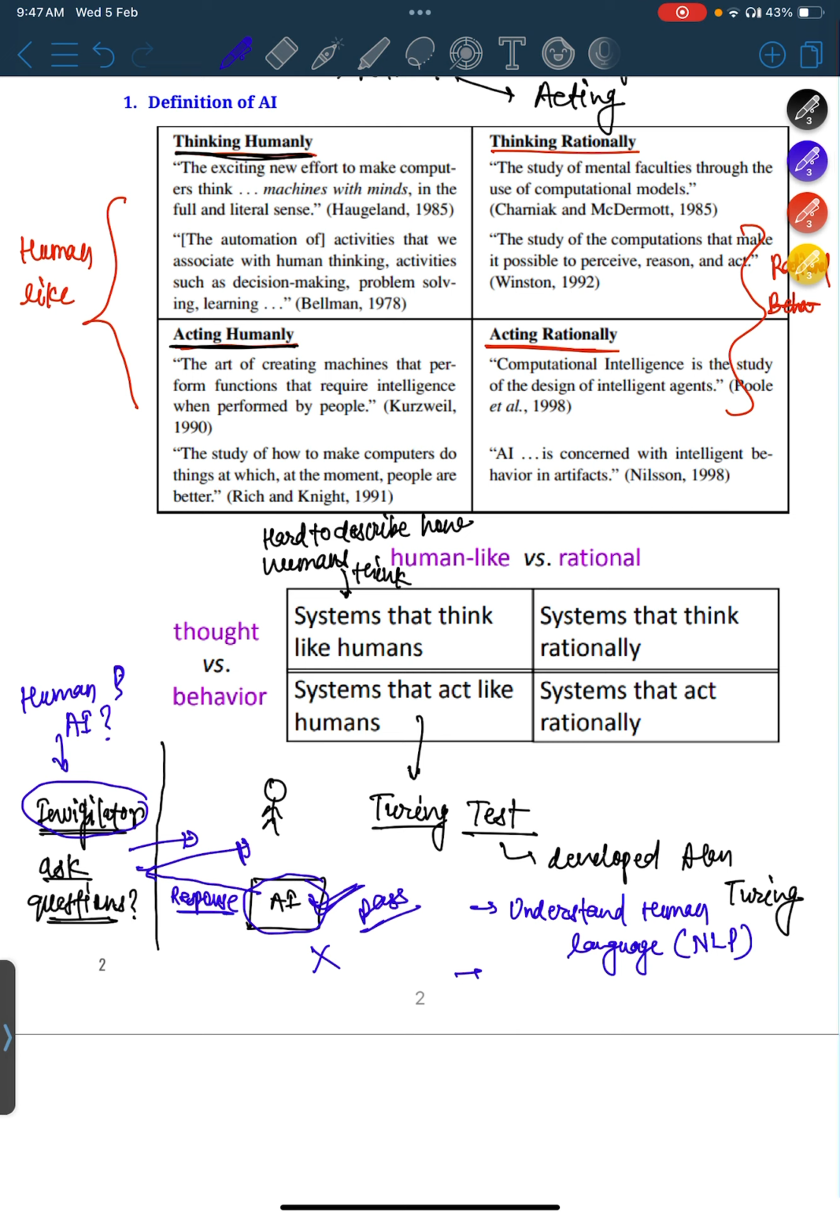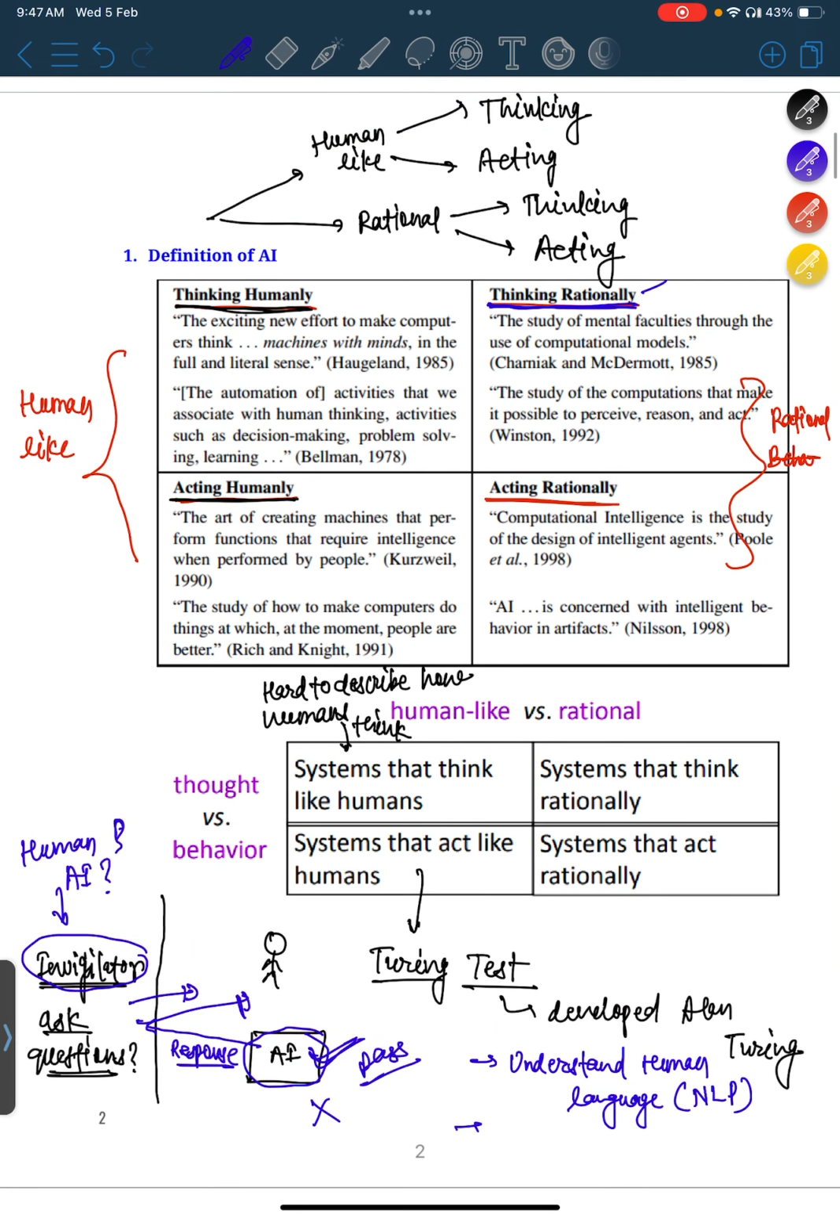Then there is thinking rationally. Thinking rationally is based on logic. This is entirely based on the logic systems that you have, like first order logic, second order logic, propositional logic, predicate logic, all. It is a more mathematical model where every decision taken by the AI should be derived from this logical explanation, and then only the AI system should take the decision. But still, there are actions which cannot be defined by logic.